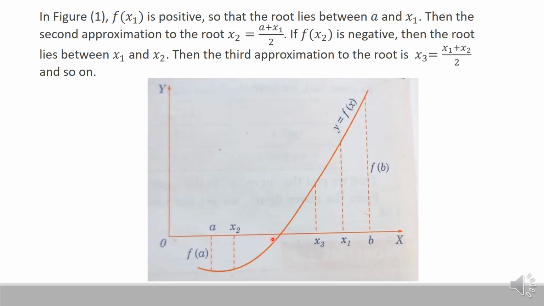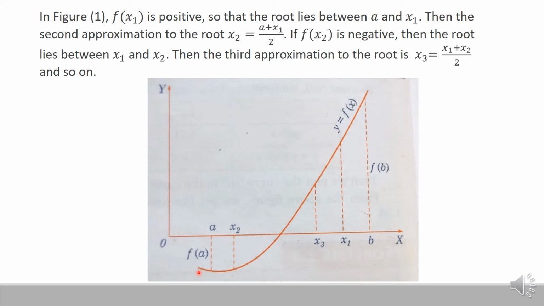Just to represent this geometrically, suppose that this is the function y equal to f of x and we have to identify the point x where this curve touches the x-axis, and that will be the root of the equation. Suppose that we have assumed that f of a is negative and f of b is positive. So we see that they lie on either side of the x-axis.